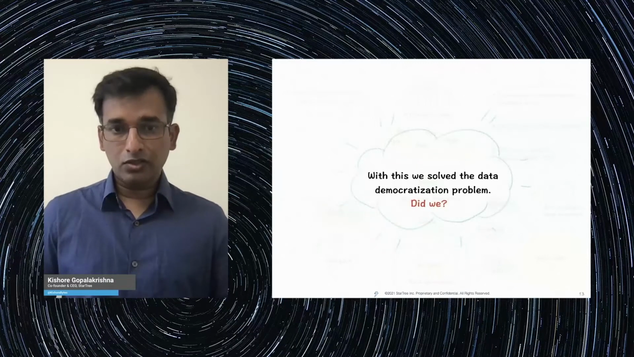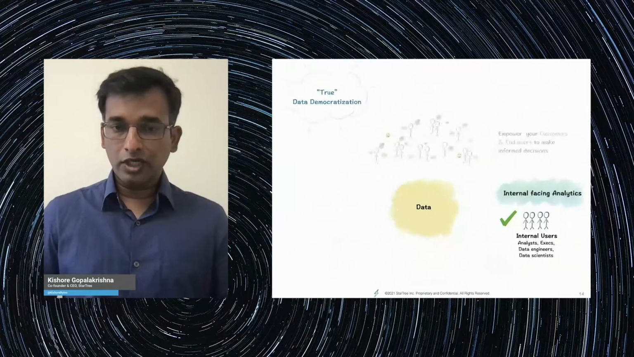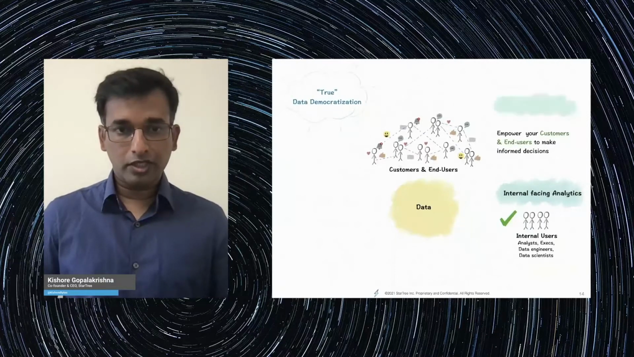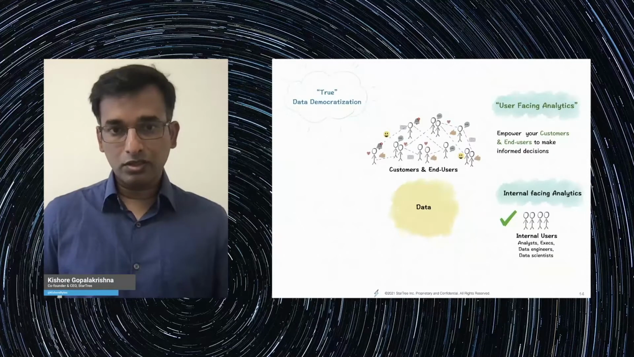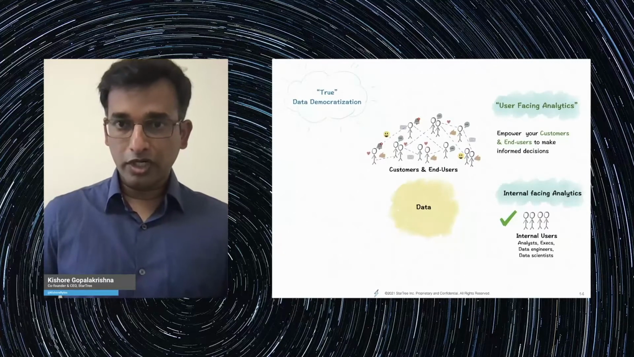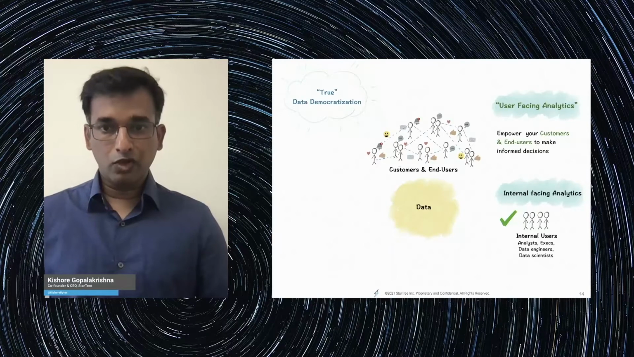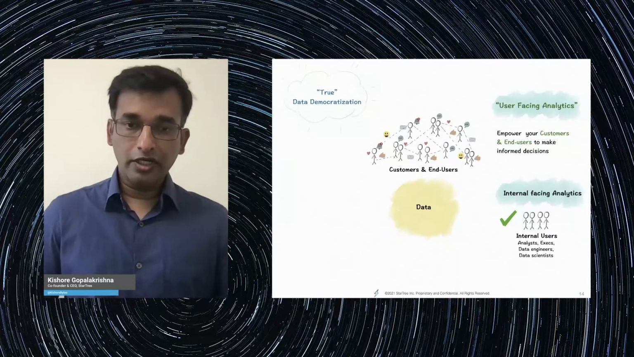I don't think we really solved data democratization. The key thing here is people always think about internal users as the only key people who should have access to this data. But think about it for a second. What about your customers and end users? Don't they have to make decisions? Don't they need access to this data? That's what is super important, and what we call user-facing analytics, which is to empower your customers and end users to make informed decisions, and not just restrict the value of this data to internal users.